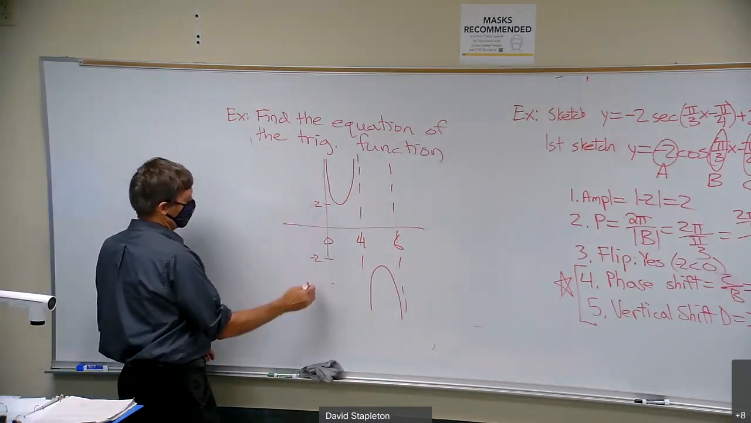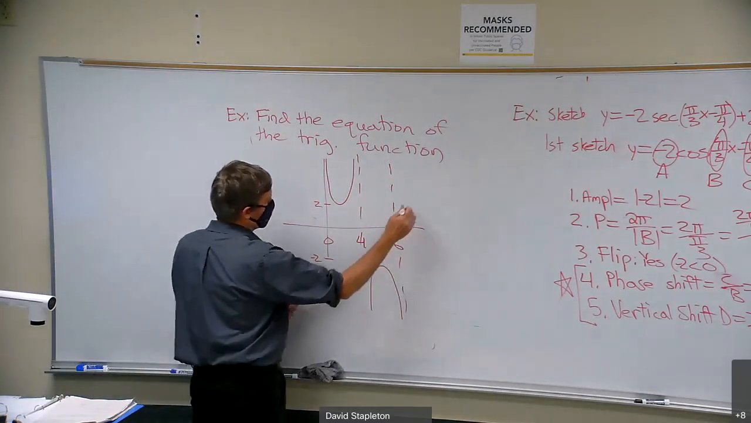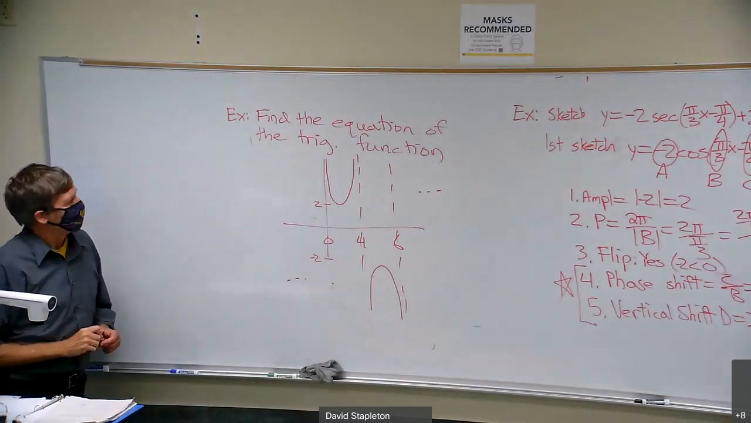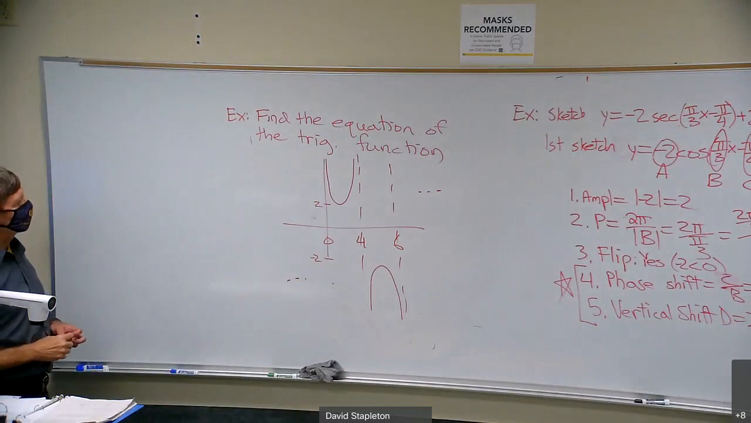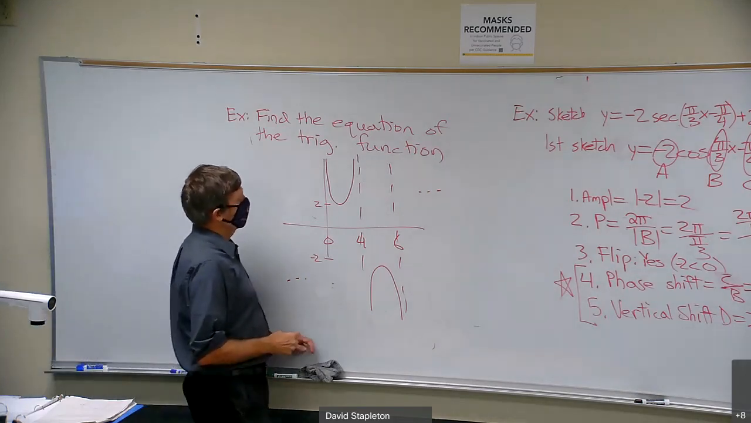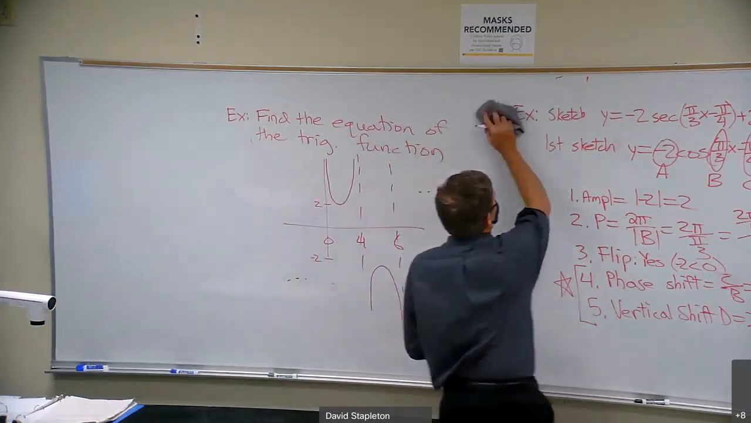Then it repeats over here. It's another U shape down over here, U shape up over here. How do I find the equation from the graph? What you need to do is figure from the 5 properties the 4 letters, right?